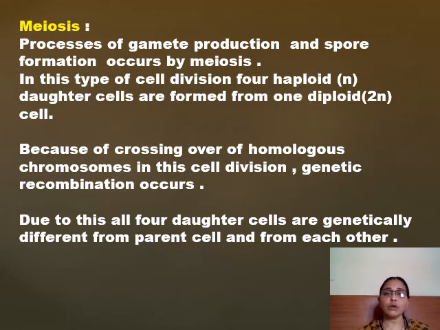Because of crossing over of homologous chromosomes in this cell division, genetic characters are changed. Recombination takes place. Genetic characters are passed or changed. Due to this, four daughter cells are formed. They have the capacity of reproduction. Learn by heart all these meiosis and mitosis processes.